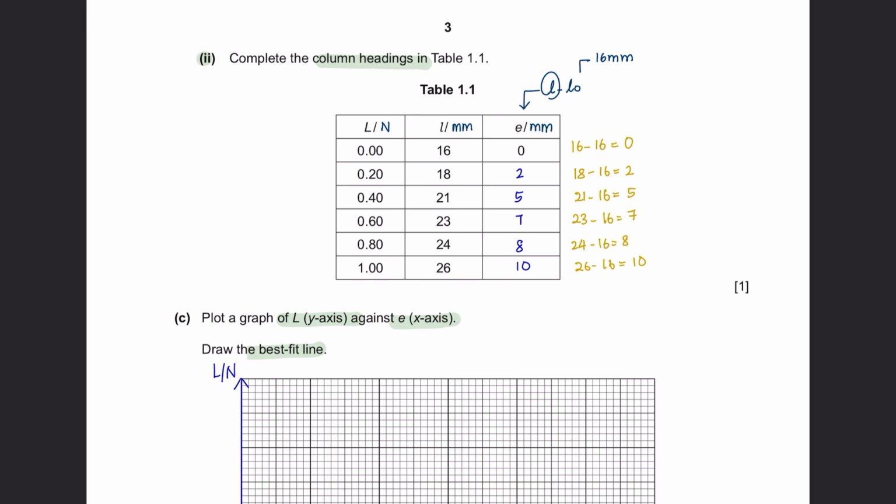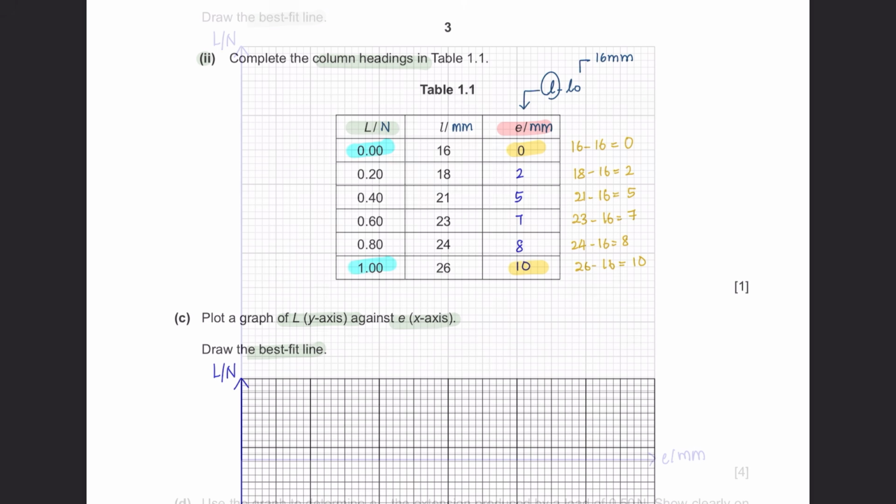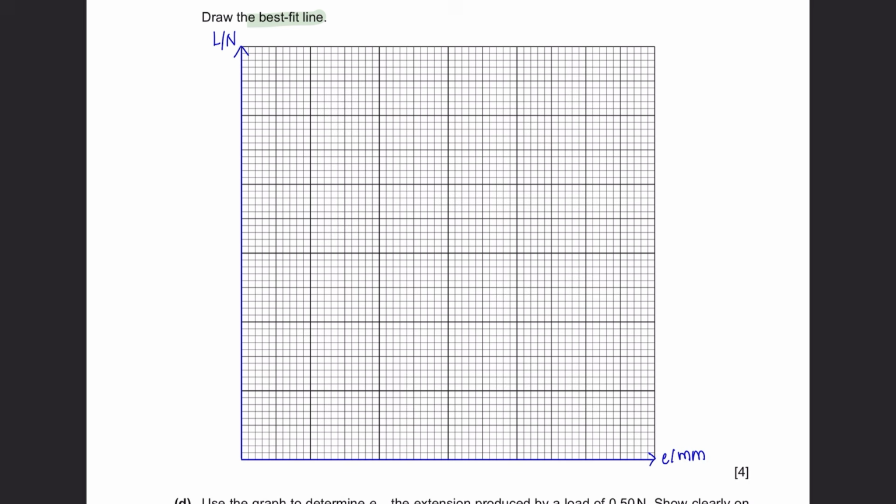Looking at this table, the range of the x-axis is from 0 to 10, and for the y-axis, it's from 0 newtons to 1 newton. For our scale on the x-axis, we have 6 big boxes, so we can set one big box as 2 millimeters. And for the y-axis, we also have 6 big boxes, so we can set one big box as 0.2 newtons. After completing the x and y axis, we can plot all the points from the table now.